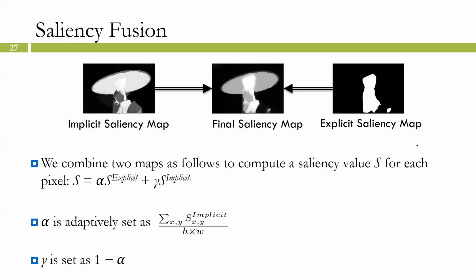And to obtain the final saliency map, we adaptively fuse the implicit saliency map and the explicit saliency map together by using this weighted sum. So what does it mean? It means that we have alpha as the weight, right? And alpha is computed based on the percentage that the object in the explicit map occupies in the image. So if we have mostly nothing in the explicit saliency map, the weight will be put more on the implicit saliency map.